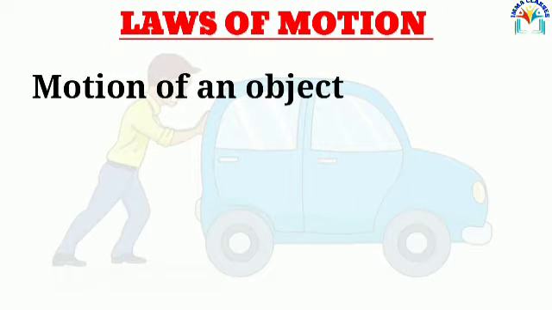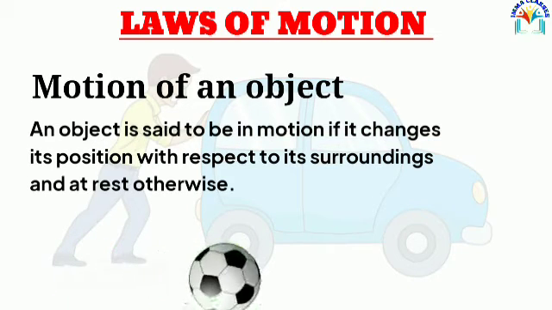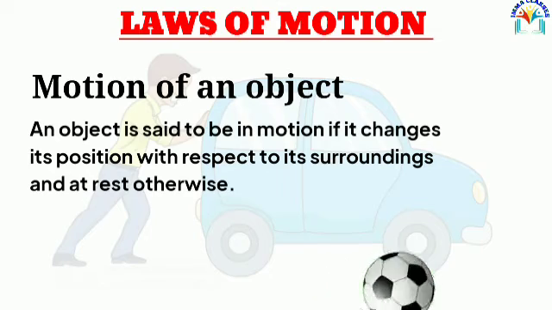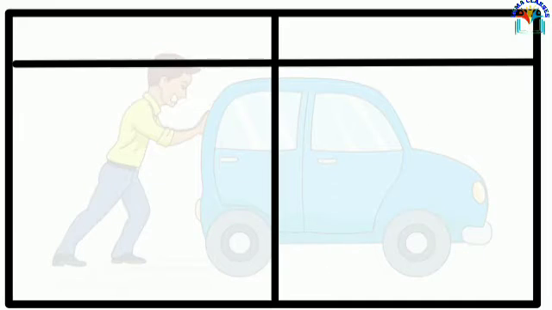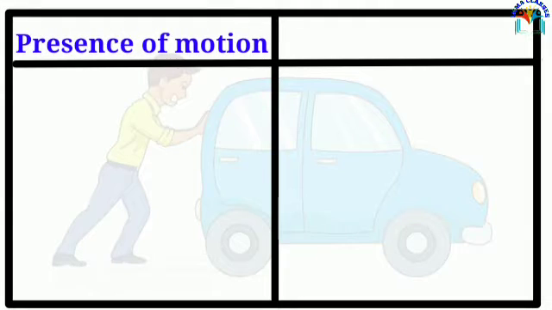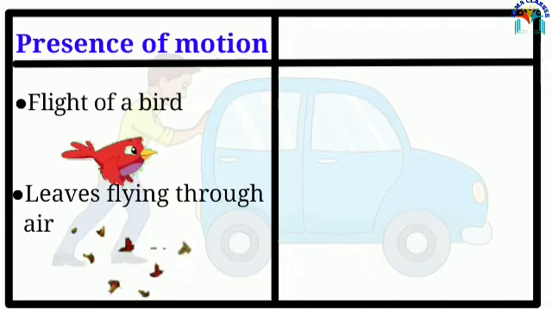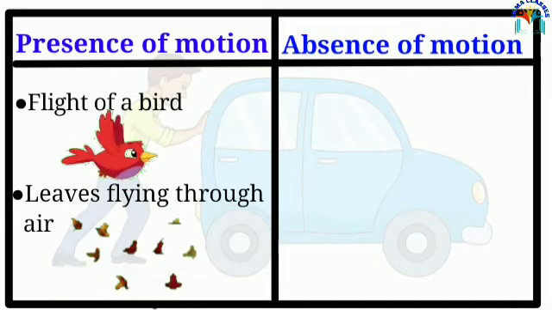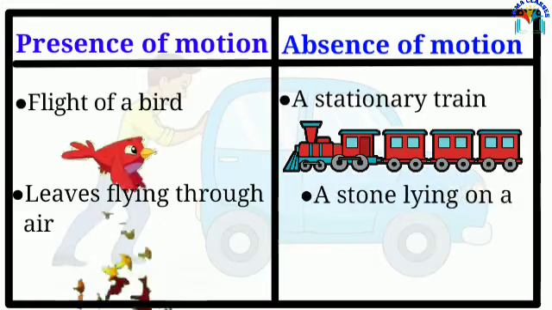Motion of an object. An object is said to be in motion if it changes its position with respect to its surroundings and at rest otherwise. Presence of motion: flight of a bird, leaves flying through air. Absence of motion: a stationary train, a stone lying on a hill.